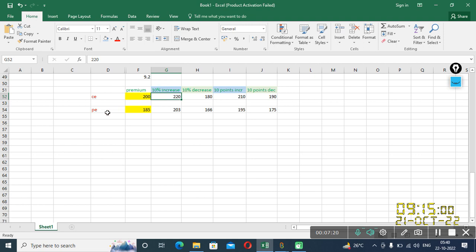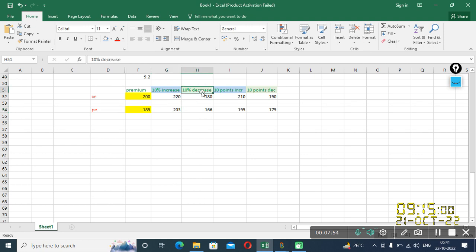Similarly for the PE leg, I don't want it to be executed at 185 because I have given the condition of 10% increase and that 10% increase comes out to be 203. So 203 का value है, then only execute करें, otherwise let it be. Okay, that's a simple idea actually, and it works amazingly for both sell and buy legs. Okay, now let's suppose you want to enter into a different condition, that is 10% decrease.